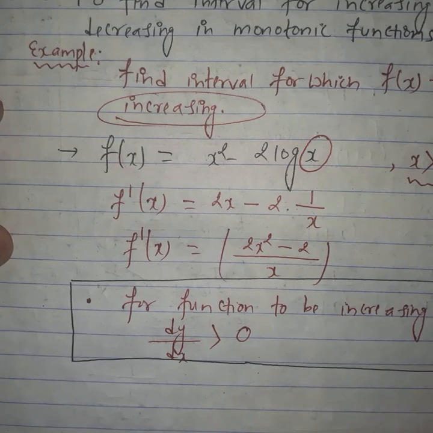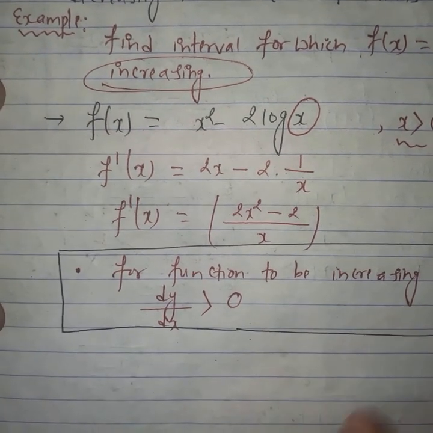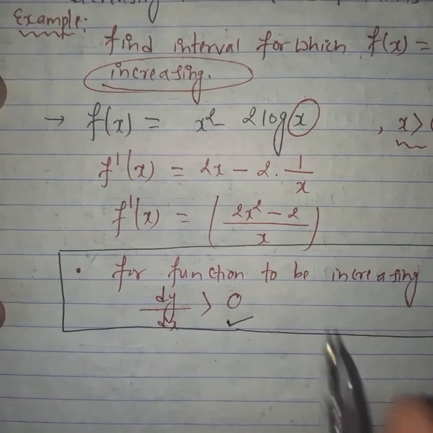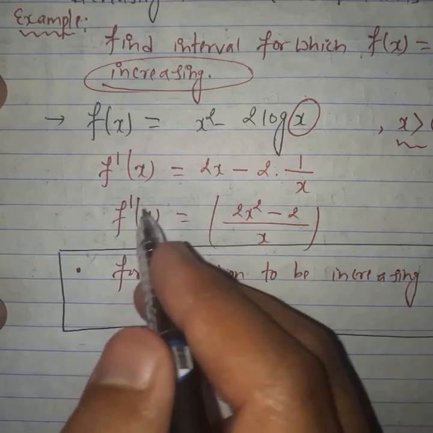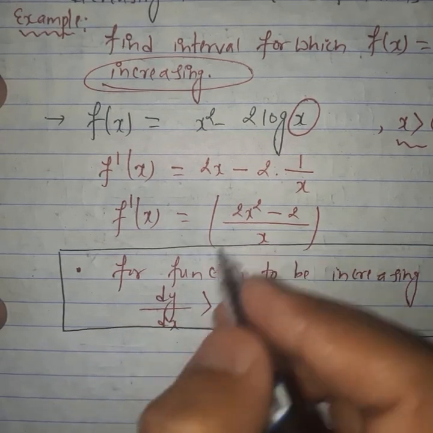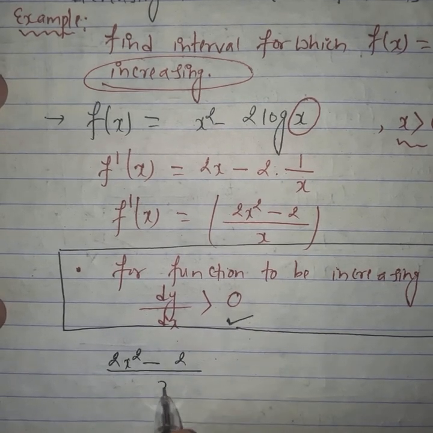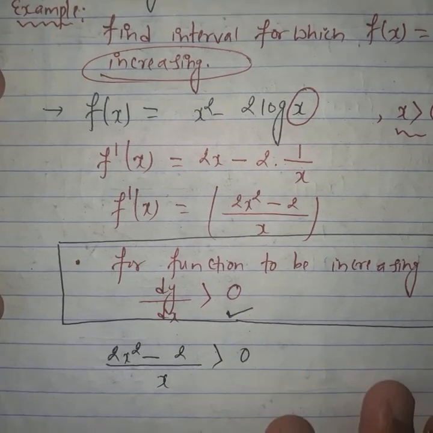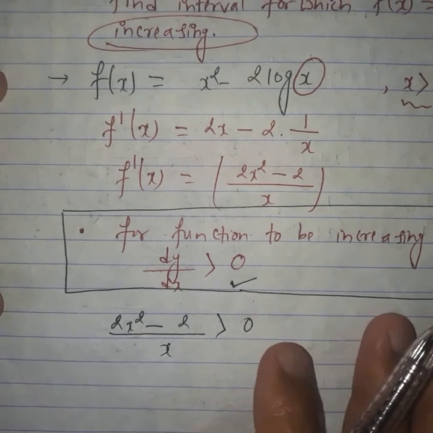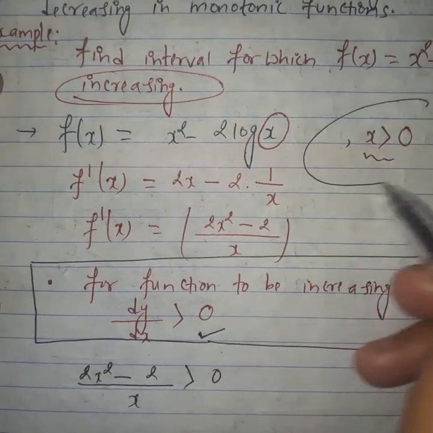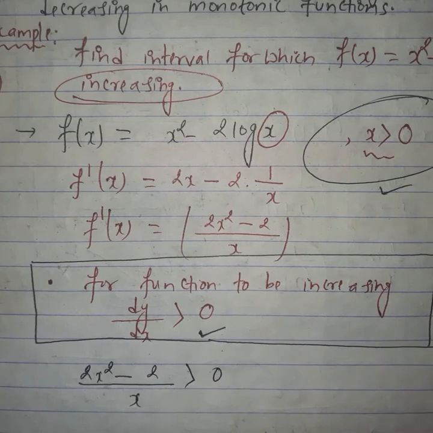This is the condition for increasing of a function. The first derivative should be positive. Let's plug in the values of f prime of x. It is here just (2x square minus 2) all over x. It should be positive. And here we already declared that the value of x is a positive number.